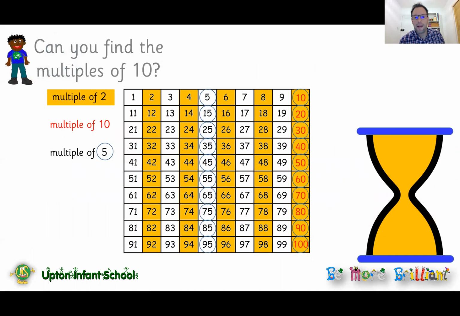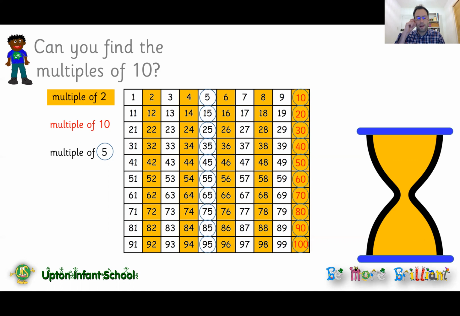Okay, welcome back everybody, and just a quick recap on the work that we've been doing so far. We've been spotting multiples the last couple of days, haven't we? We've been spotting multiples of 2. Those are the numbers in orange on our 100 square. Multiples of 2 either end in a 2, 4, 6, 8 or 0. And can you remember what is special about all of those numbers? What do we call multiples of 2? They are even numbers. That's right. If a number is an odd number, that means they end in 1, 3, 5, 7 or 9. They are not a multiple of 2. They're not in the 2 times table.